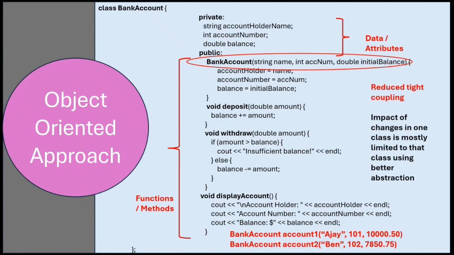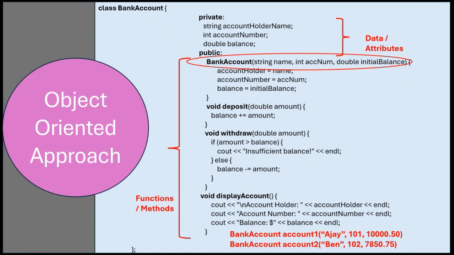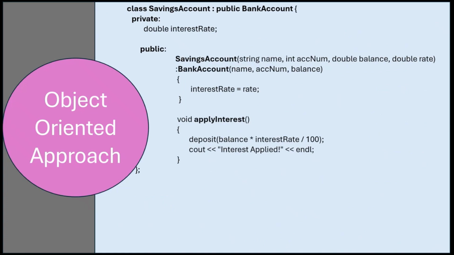Reduce tight coupling, because now the data and functions are tied together under the one class unit, the account class unit. So any changes in this class will be mostly limited to this class only, right? So the tight coupling is reduced here. Then what are other benefits?